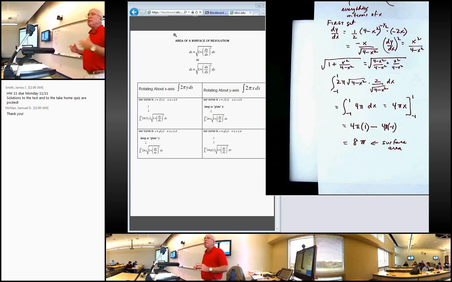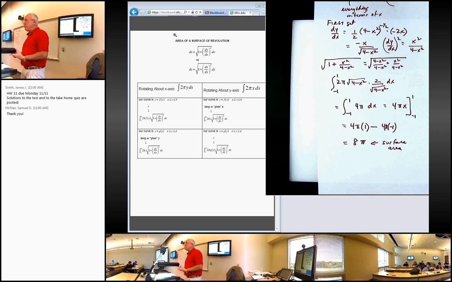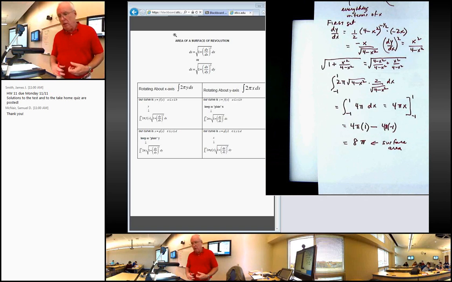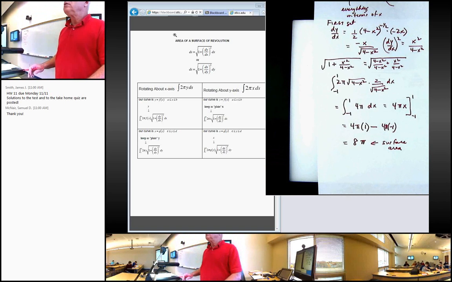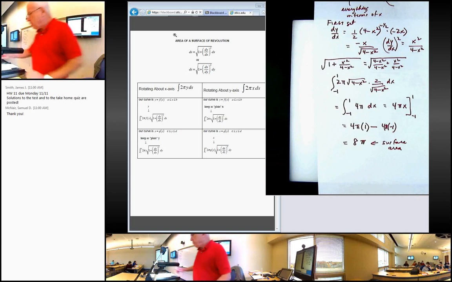Okay. You'll find that these integrals do simplify. Question on that first example? All right, let's go on then to another one.